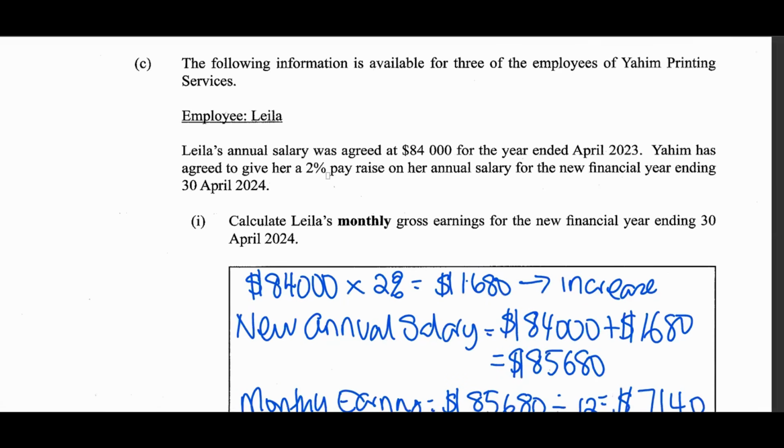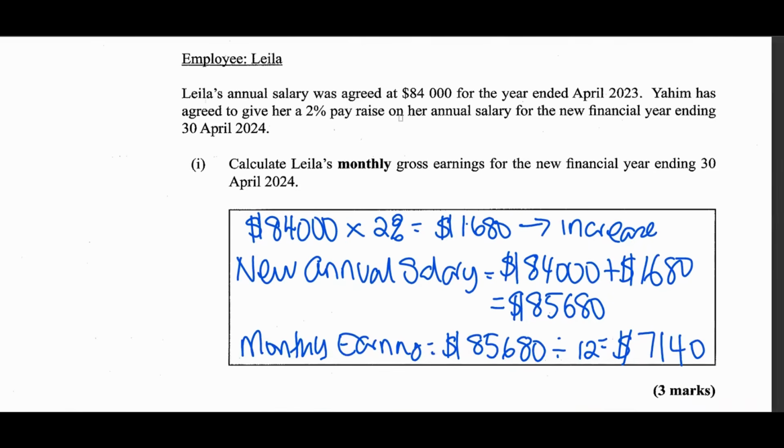Hey guys, let's move on to letter C. Now, part C is basically asking about a bit of payroll. So let's have a look. The following information is available for 3 of the employees of Yahim Printing Services. First employee, Leela. Leela's annual salary was agreed at $84,000. Yahim has agreed to give her a 2% pay raise for the new financial year. Calculate her monthly gross earnings for the new financial year.